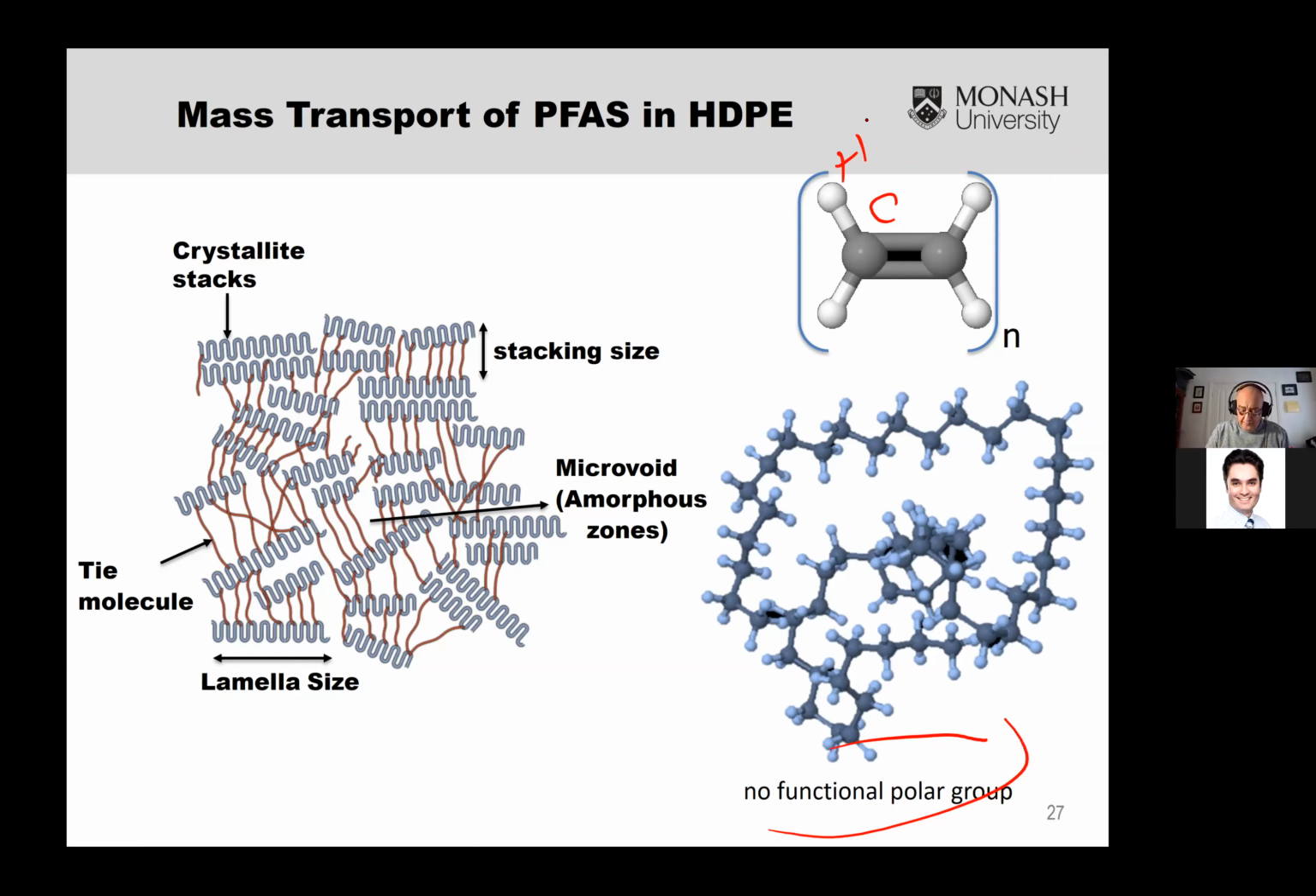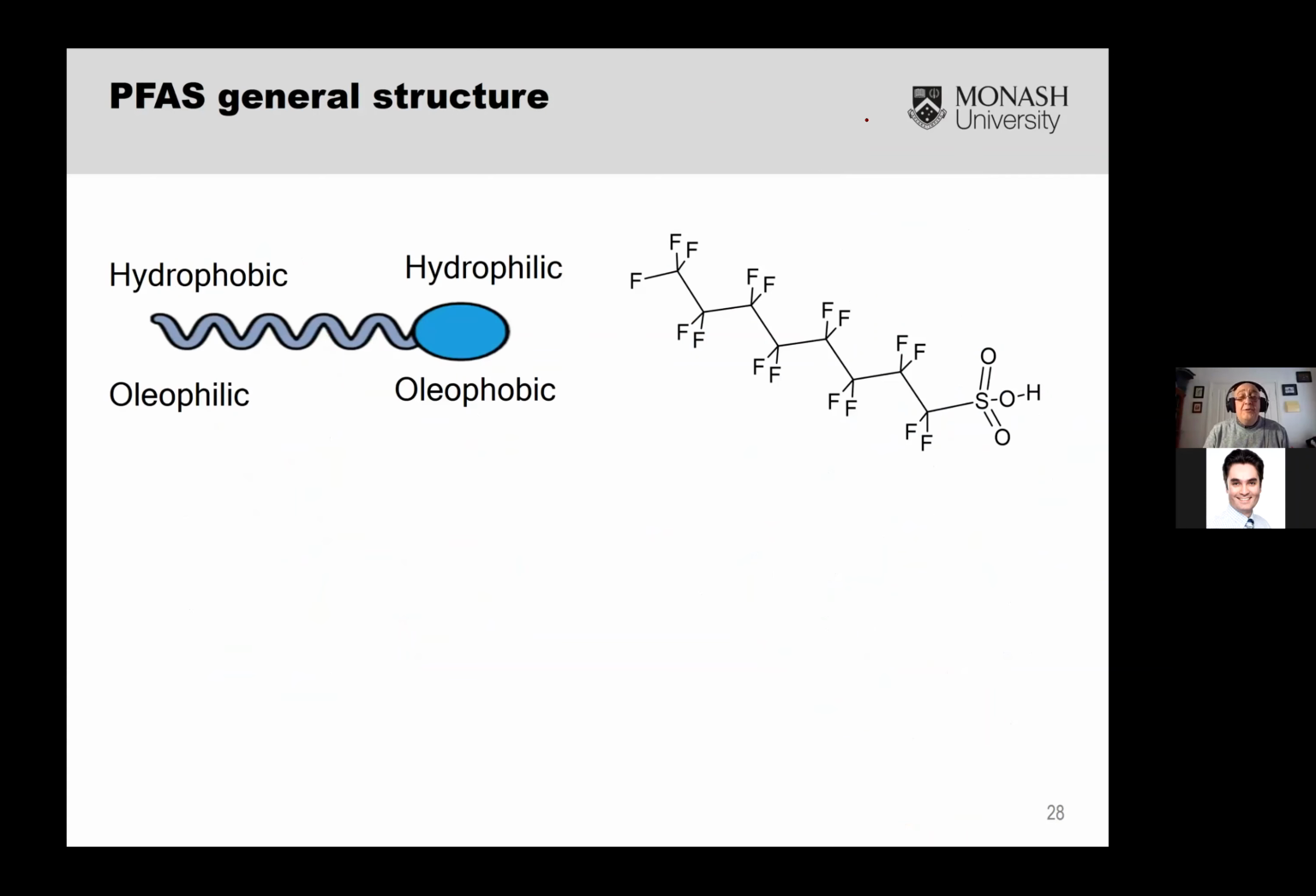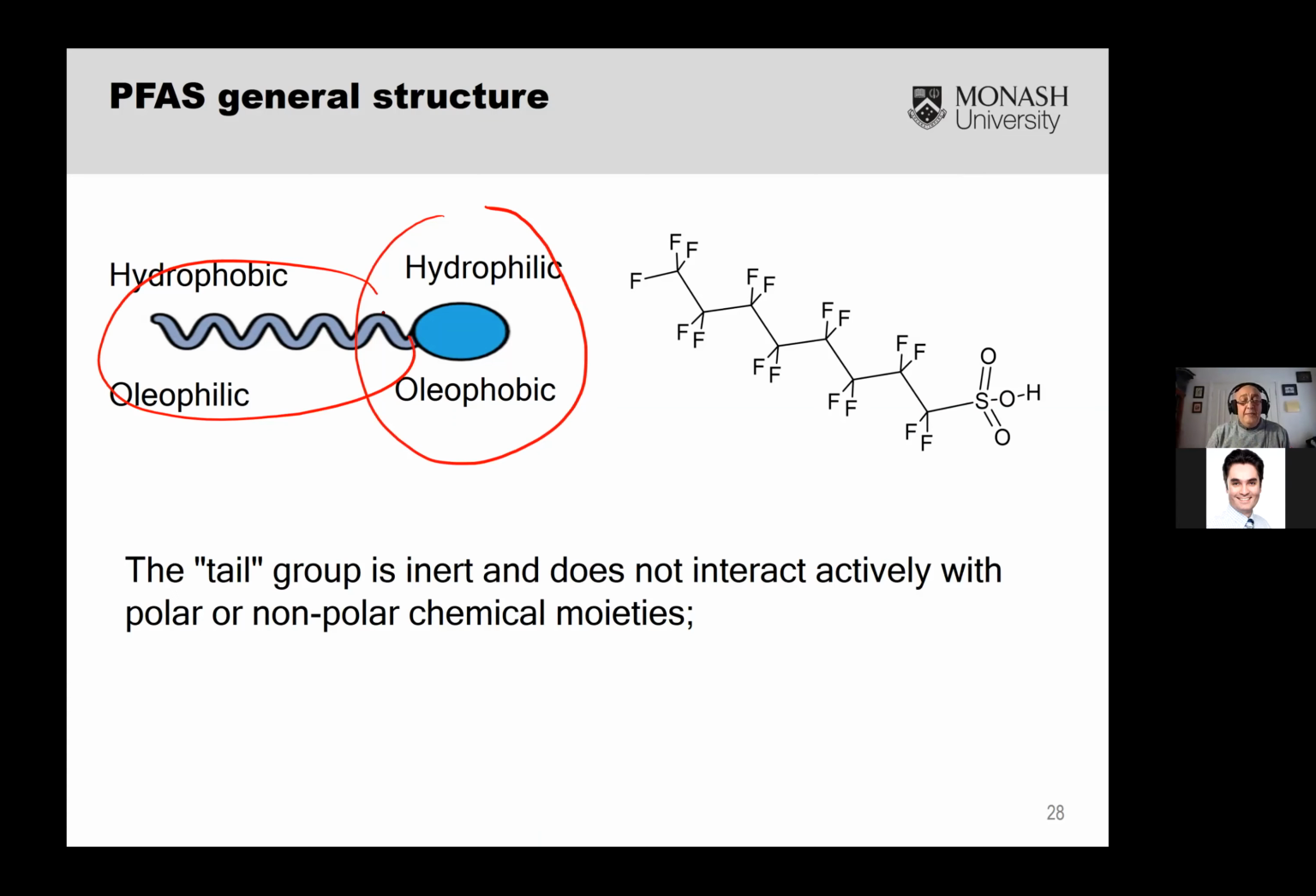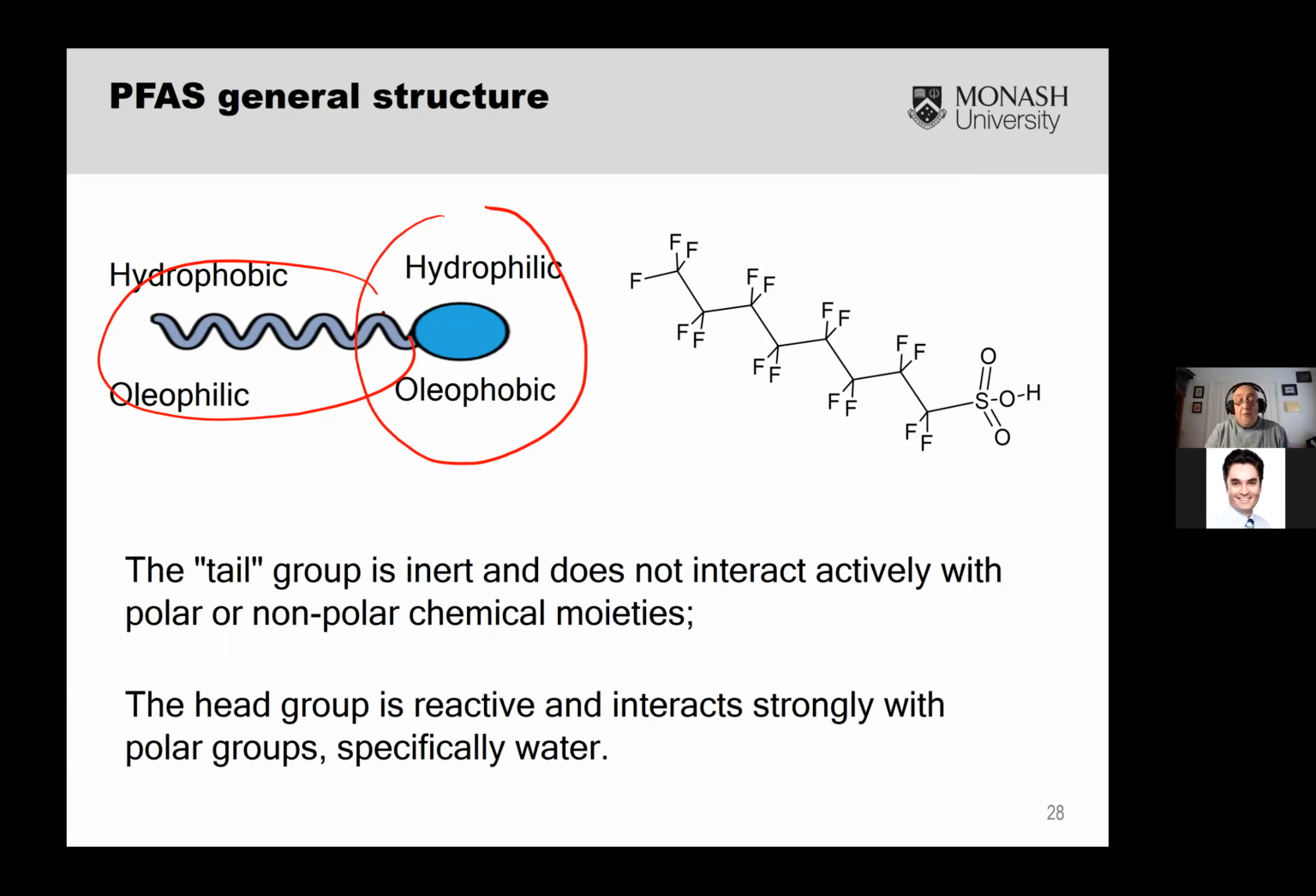Now, what I'd like to do is go back to the structure of PFAS because it's important. We know that the structure has, in a way, two components: the reactive head and this long tail, which has a specific characteristic. The tail group is inert. It does not interact actively with polar or non-polar chemical moieties. However, the head group is reactive and it interacts strongly with polar groups, specifically water. Water is a polar solvent.